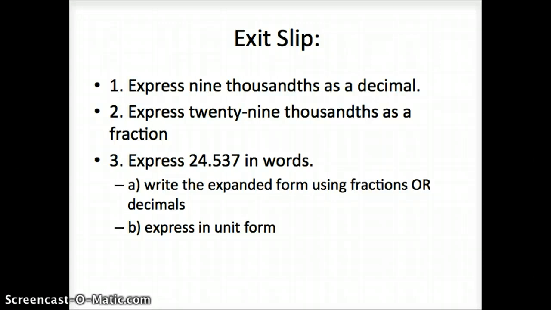Number 1, express 9 thousandths as a decimal. Number 2, express 29 thousandths as a fraction. Number 3, express 24 and 537 thousandths in words. A, write the expanded form for this number using fractions or decimals. And B, write this number in unit form. Take a couple of minutes to do this and check your answers to see how you did. Refer back to other slides if you need to see the examples on how to set these up in each one of these forms.